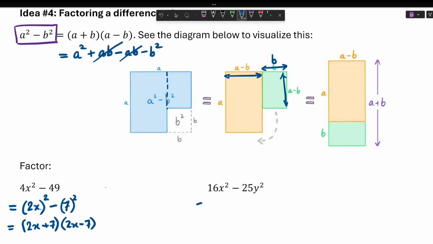Next example is very similar. We have 16x squared minus 25y squared. Both of these you can see are perfect squares. The first one is (4x) squared, and the second one is (5y) squared. So using our difference of squares factorization, that's going to be 4x plus 5y times 4x minus 5y.